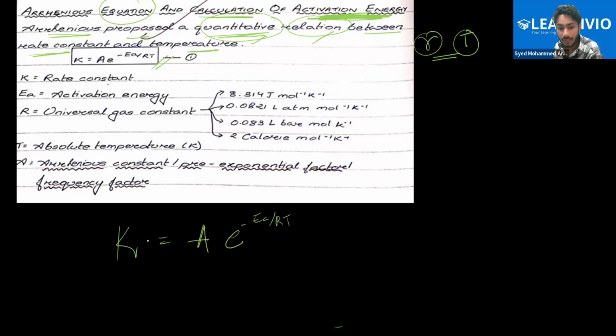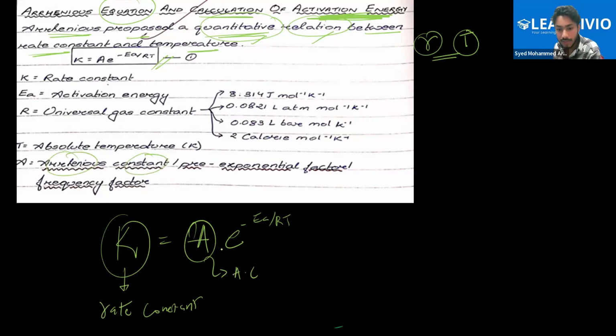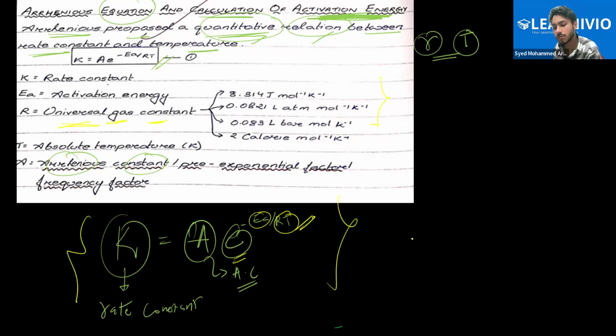So what is K? K is my rate constant. We know that already. A is my Arrhenius constant. And e is the natural base, like 2.3, the mathematical e that we use in mathematics, with a power of minus EA upon RT. EA is my activation energy, R is my universal gas constant, and T is my temperature. So this is the relation that you have to remember: K equals A e to the power minus EA upon RT. Understood?